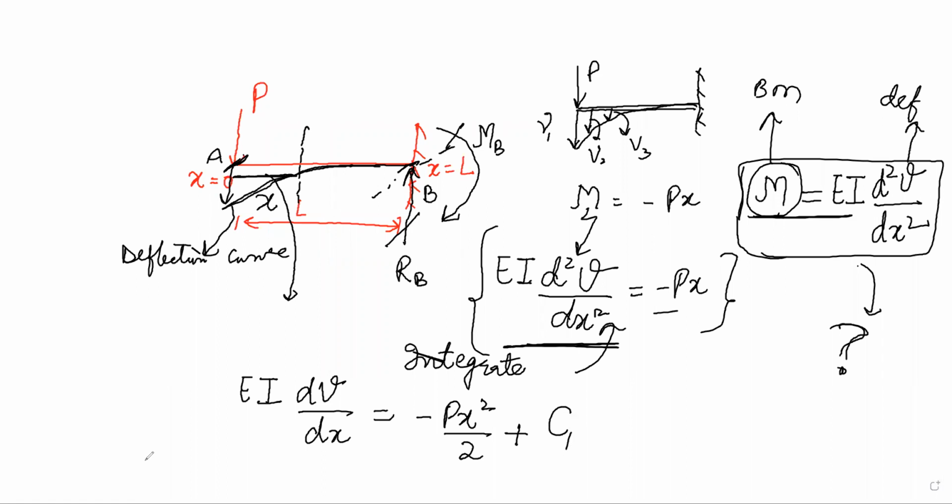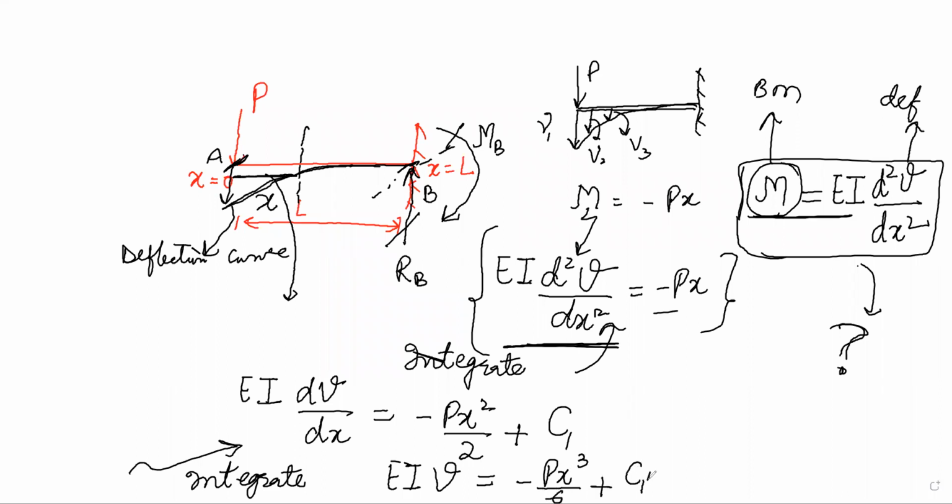Perform one more integration, integrate this equation again. EI is constant, so it will not be integrated. The integral of d nu by dx, that is nu, is equal to minus Px cube divided by 6 plus c1x plus c2. Now, let's rewrite this equation here.